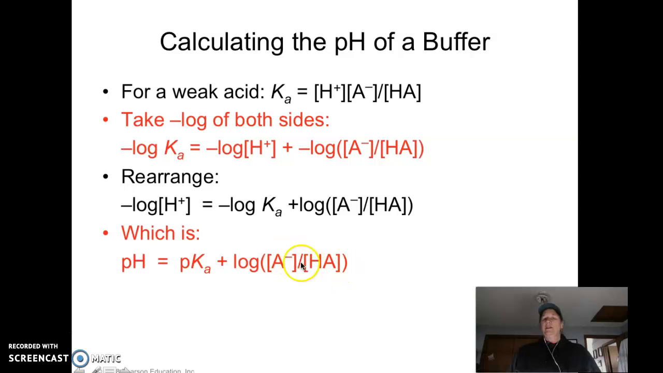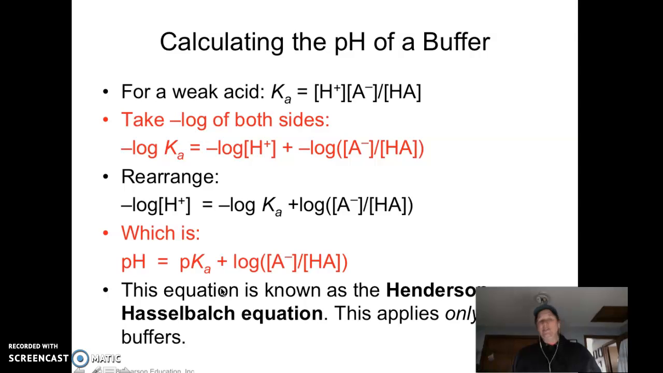So you put these here, and basically you're going to get the log of these. You take this number divided by this number and take the log of it. If it's a negative number, you subtract from this number. If it's a positive number, you add it. This is actually called the Henderson-Hasselbalch equation. It only works for buffers. You can't use it for anything else.